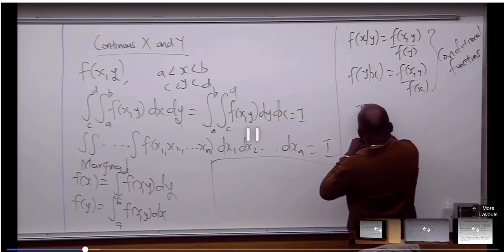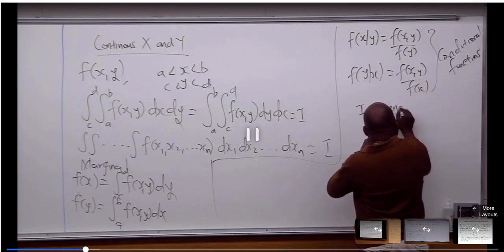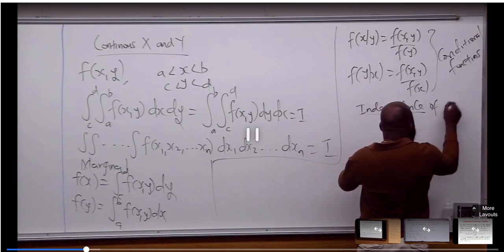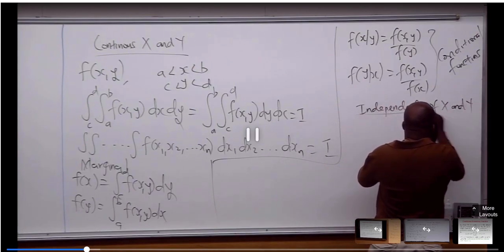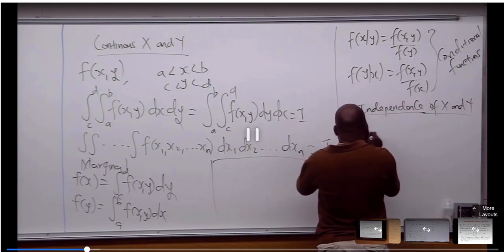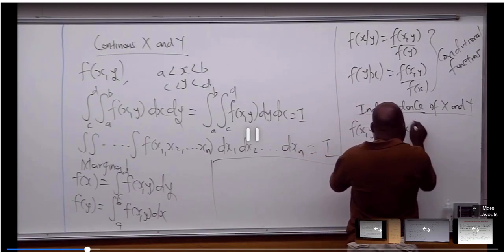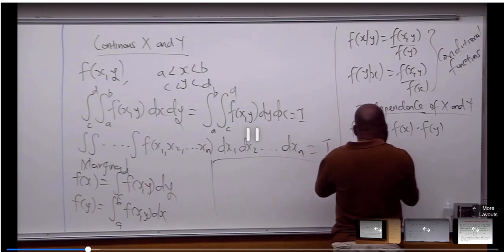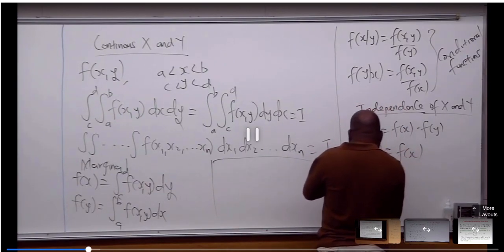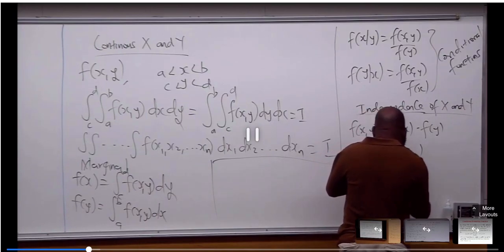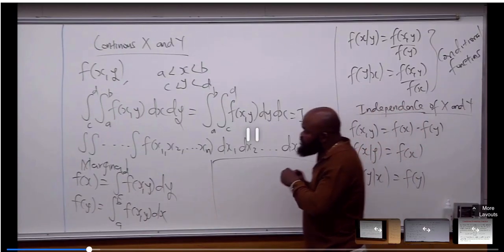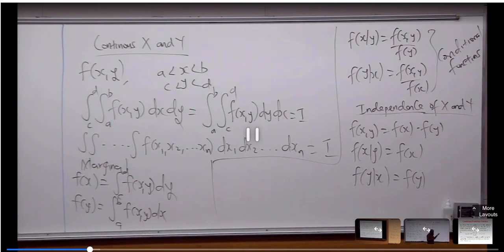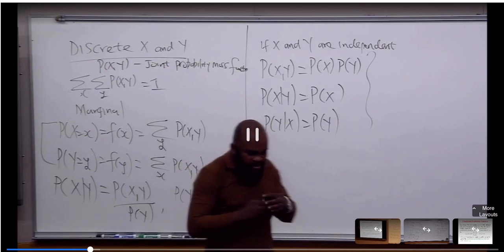So if you want to talk about the issue of independence, even here, independence of a continuous x and y: f of x y equals f of x multiplied by f of y. So f of x given y equals f of x, and f of y given x equals f of y. The moment you understand all of this, you're actually going to be fine. That's exactly what we're trying to say.